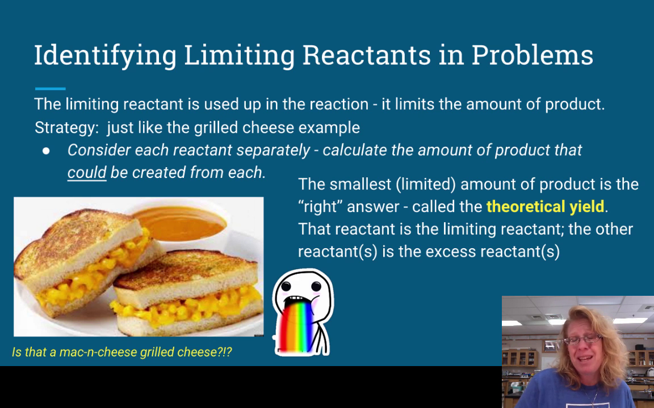Then you have to make a decision, and that's the important part here. The math itself isn't enough. You have to choose the smallest or the limited amount of product as the right answer, and we call that the theoretical yield. So now you have a third vocabulary word. We have limited reactant, excess reactant, and theoretical yield. The theoretical yield is that limited amount of product, the smaller answer, and that's our correct answer. The other one is the excess reactant.